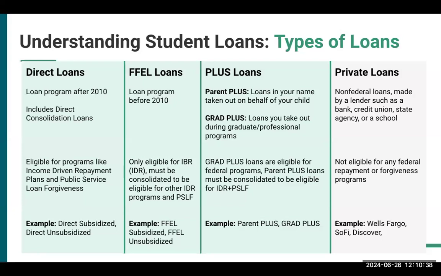The first federal loan that we will talk about are direct loans. This is the current loan program offered by the Department of Education, and it started in 2010. So if any of you have loans after that date, you probably have direct loans. This can also include direct consolidation loans. So if you have older student loans from before 2010, but you consolidated, your loan would be converted over to direct and you would have a direct consolidation loan.